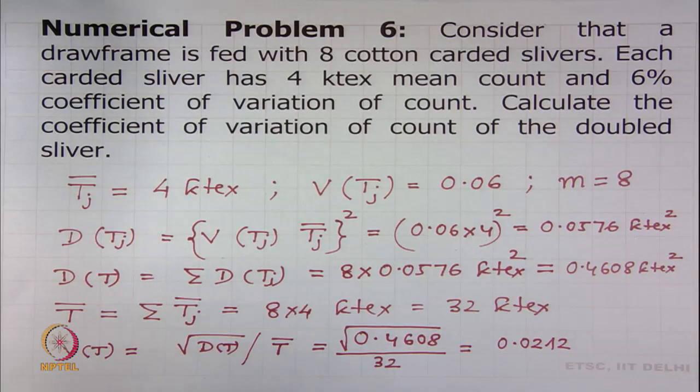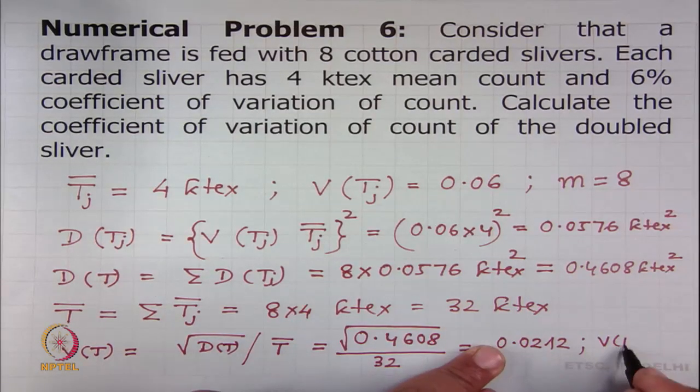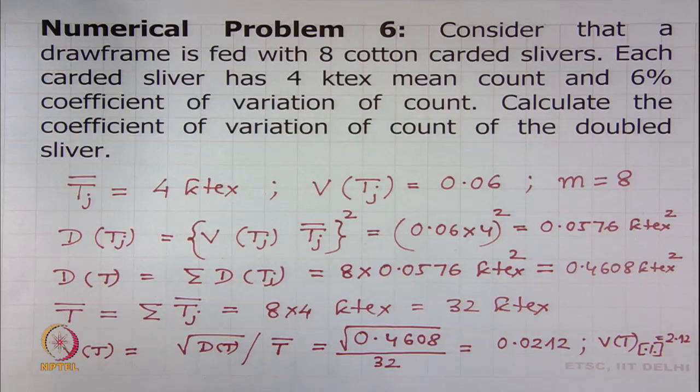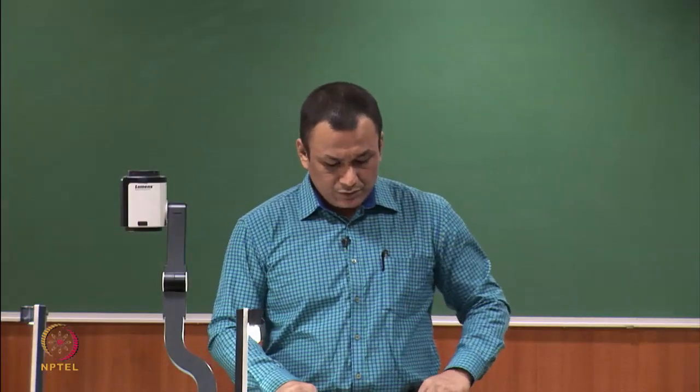This will give you 0.0212. If you wish to express in terms of percentage, 2.12%. So, the coefficient of variation of count of the double sliver is 2.12%. So, this was your problem number 6. Now, we proceed to problem number 7.